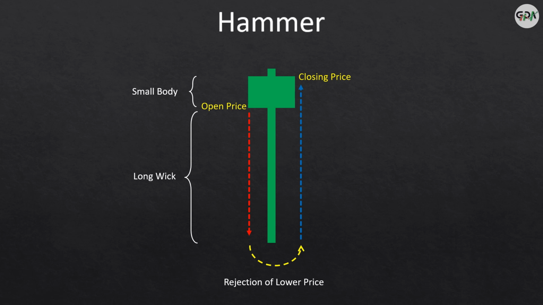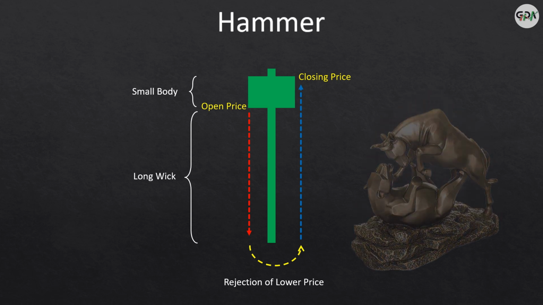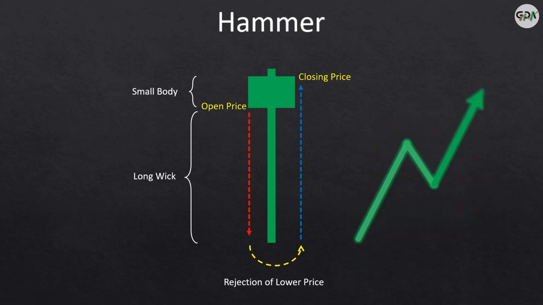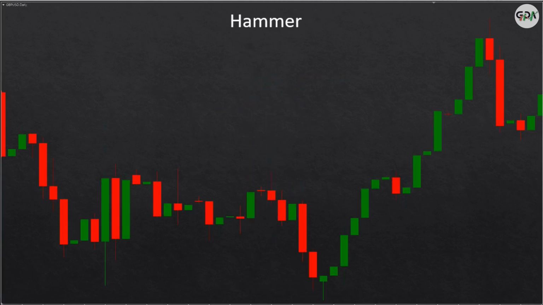Hammer is formed on account of a big fight between bulls and bears. Finally, bulls have shown their strength and taken the price to the upside. Formation of a hammer is known as an important bullish reversal pattern. Here we will find the formation of a hammer in the live chart.